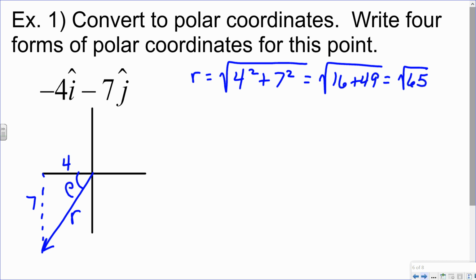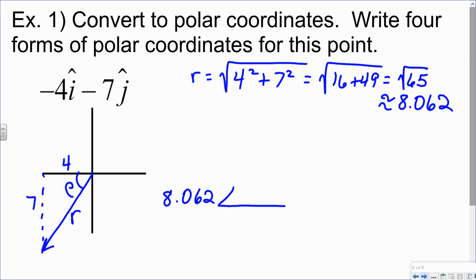Zoe, you've got it? So that means when I write this in polar form, I'm going to have 8.062 at some angle. Questions so far?